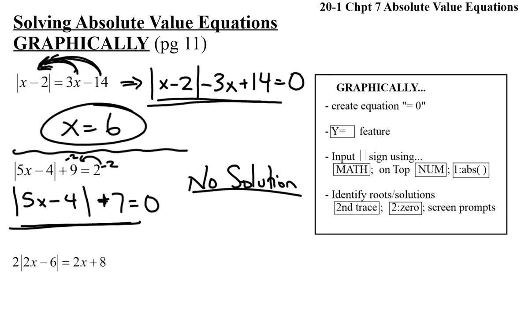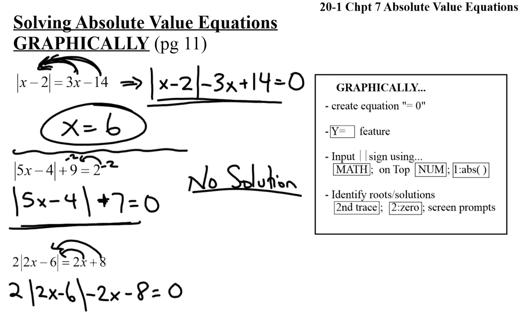Last one, a little trickier because there are some more brackets and things. However, does that matter? Not really, because if I move everything to one side, the 2x comes over to be a negative 2x. The 8 comes over to be a negative 8. That all equals 0. And now I can graph that.